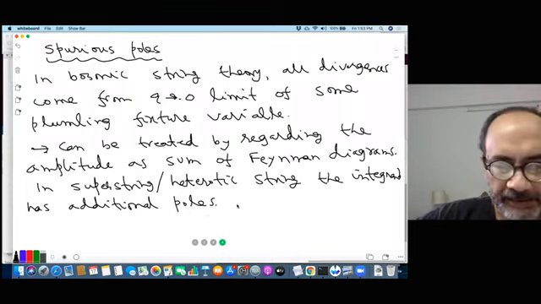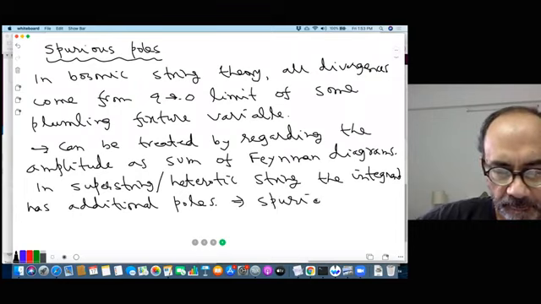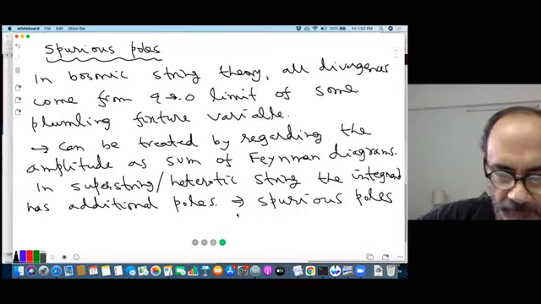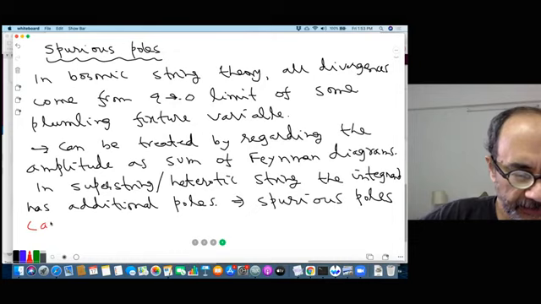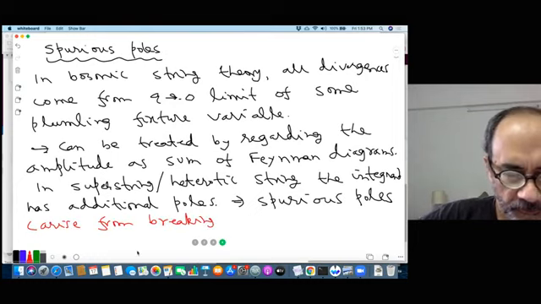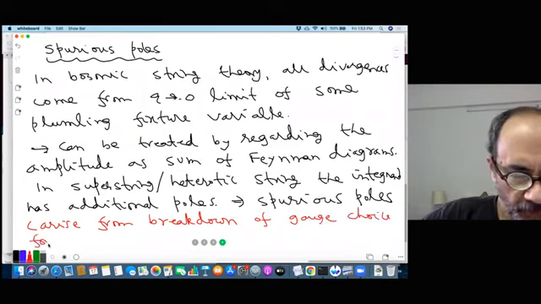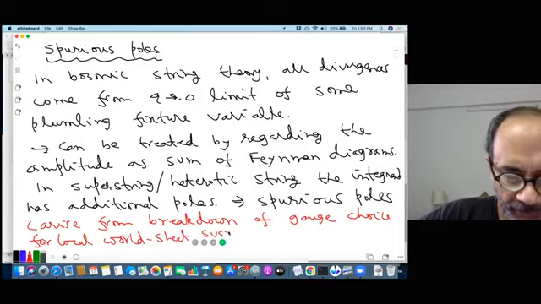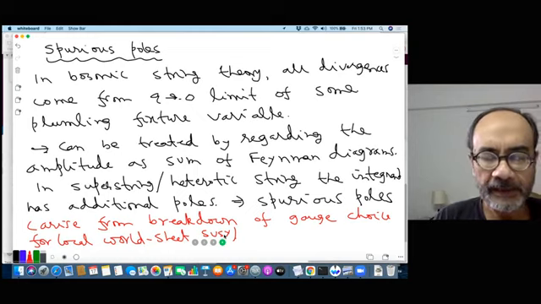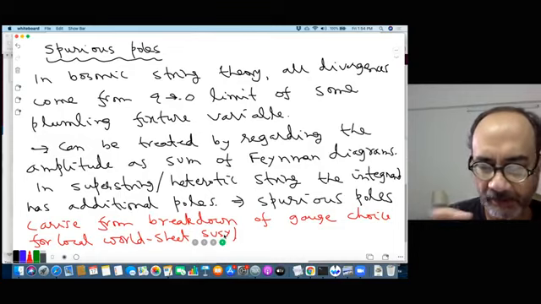Okay. And these are known as spurious poles. Physically, one can show that these arise from breakdown of gauge choice for local world sheet supersymmetry. Remember that we had a world sheet supersymmetry which we had to fix, and those essentially introduced all these complications of beta gamma picture changing operators, etc. So these spurious poles occur when the local world sheet supersymmetry gauge choice breaks down.